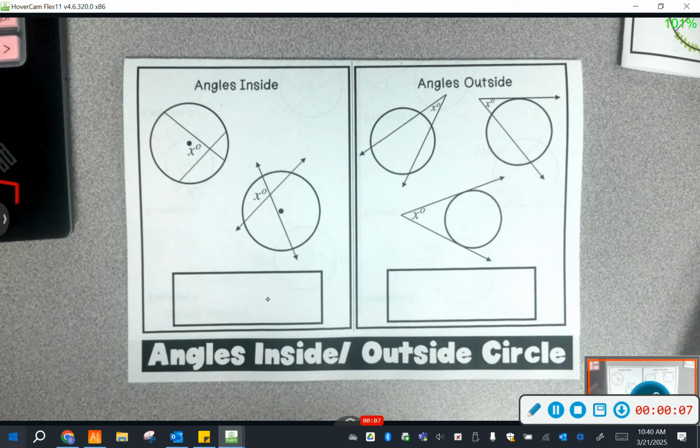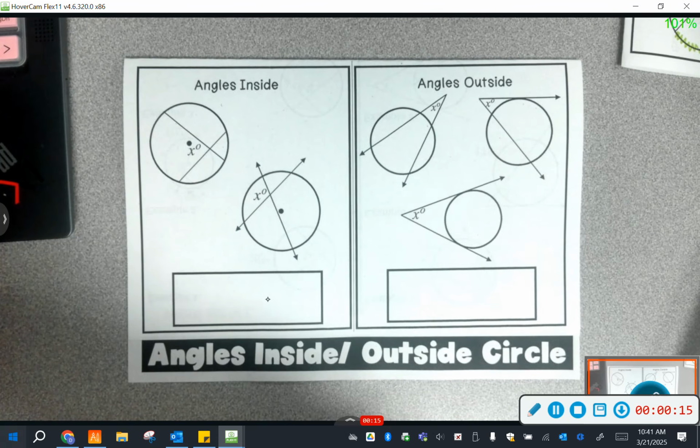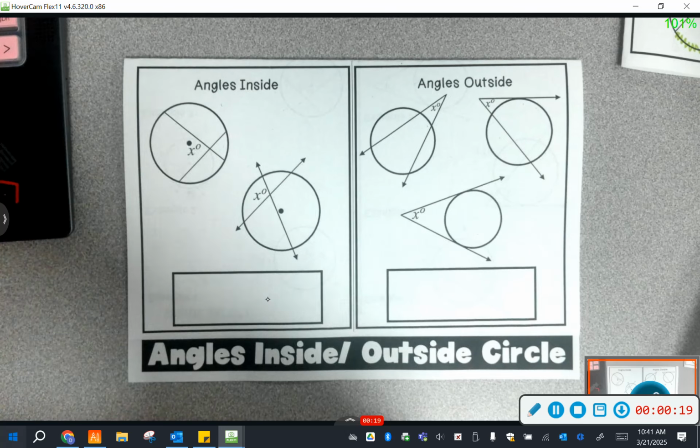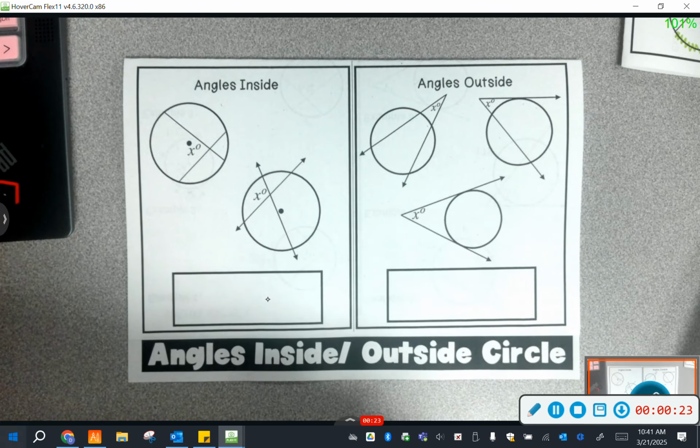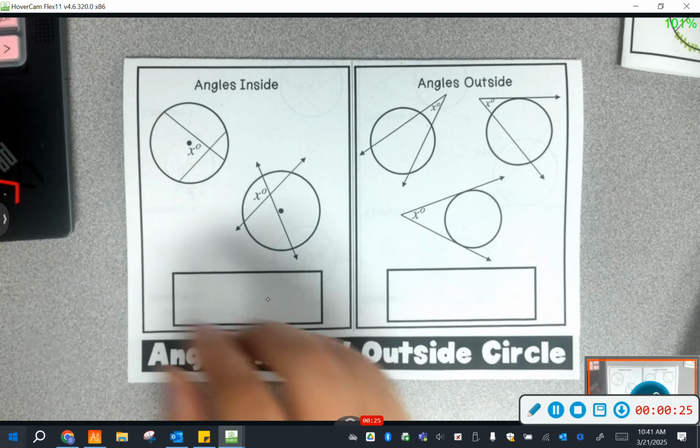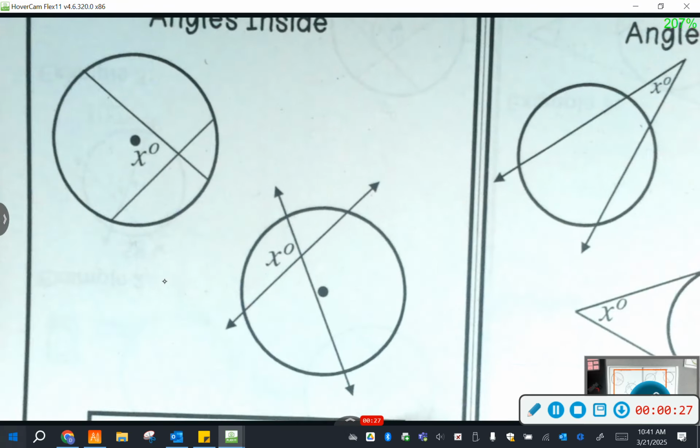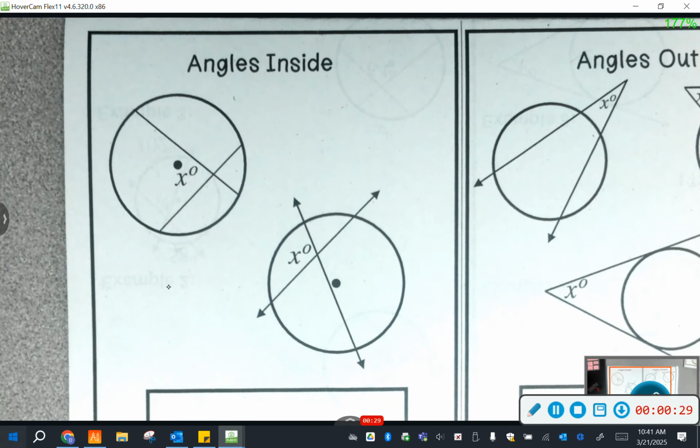This week we learned about circles. Shut your computers, please. We learned about central angles, meaning finding the angle that's at the center, or inscribed angles, finding the angle on the circle. Well, what if it's neither one of those? What do we do? The first thing we're going to talk about is angles inside.